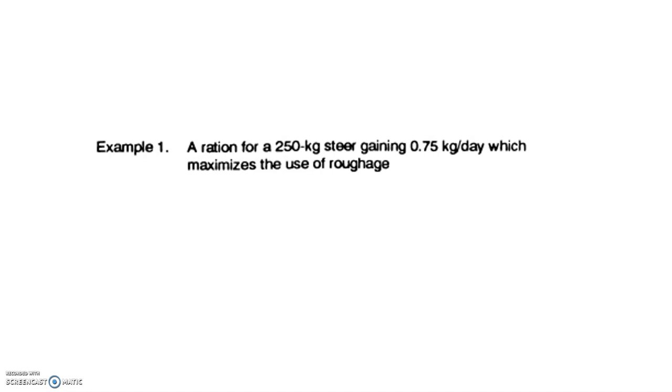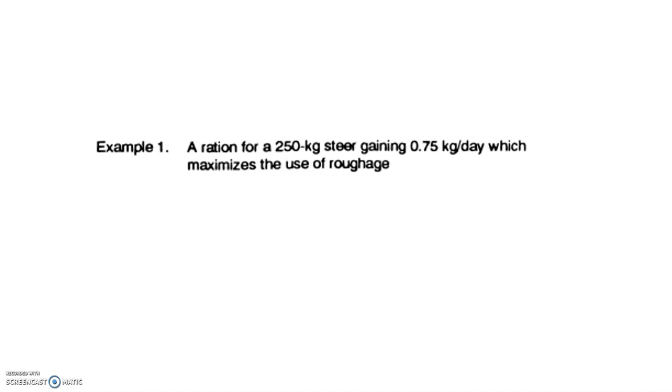Now, it is also important for us to know what percent or how much concentrate we will give and how much roughage we will give. So, ration formulation will help us determine that. In this case, we have an example: a ration for a 250 kg steer gaining 0.75 kg per day, which maximizes the use of roughage.